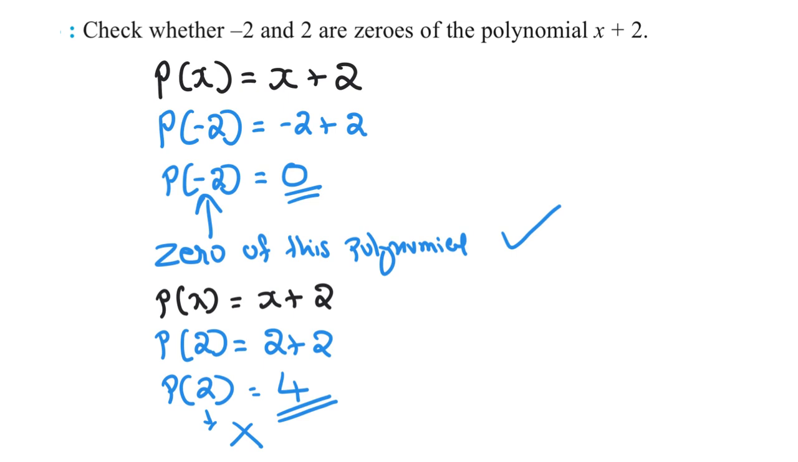Now do you understand how to figure out what is the zero of the polynomial? This was pretty easy because this is intuitive, isn't it? Now let us look at the method of how to figure out what is the zero of the polynomial.